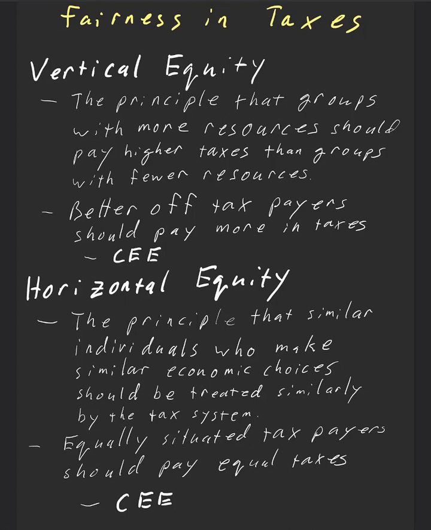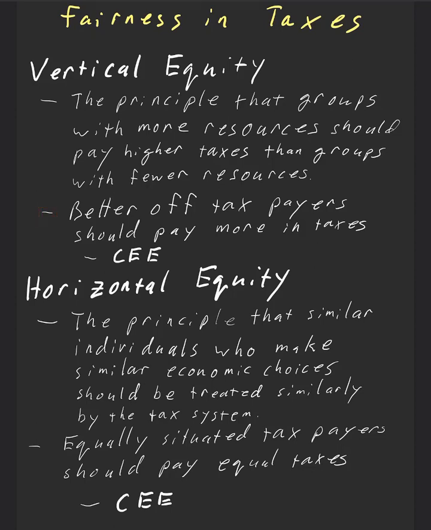And it is normative. The other type of equity is horizontal equity. This is the principle that similar individuals who make similar economic choices should be treated similarly by the tax system. Both of these definitions are from the Gruber textbook. I quite like this one, it was really precise. This one's not so good, but it's a working definition. It's okay. I like the simplicity of the way the CEE puts this.